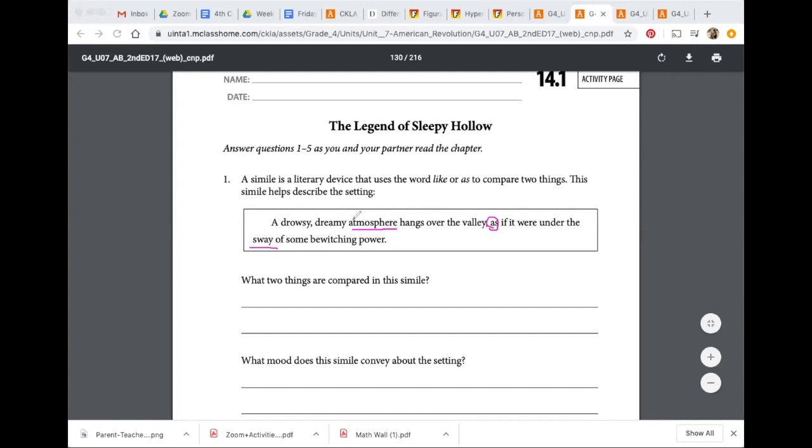So the two things it's comparing here, it's comparing atmosphere to being under the sway. Bewitching means it's magical, right? What two things were being compared in the simile? The two things that were compared were the atmosphere and the sway of some bewitching power. Now, since we're answering, we're not going to require you here to answer in a complete sentence. It says, what mood does this simile convey about the setting? To me, it means that the setting is haunting. The setting is haunting or magical, right? Because that's what bewitching means.